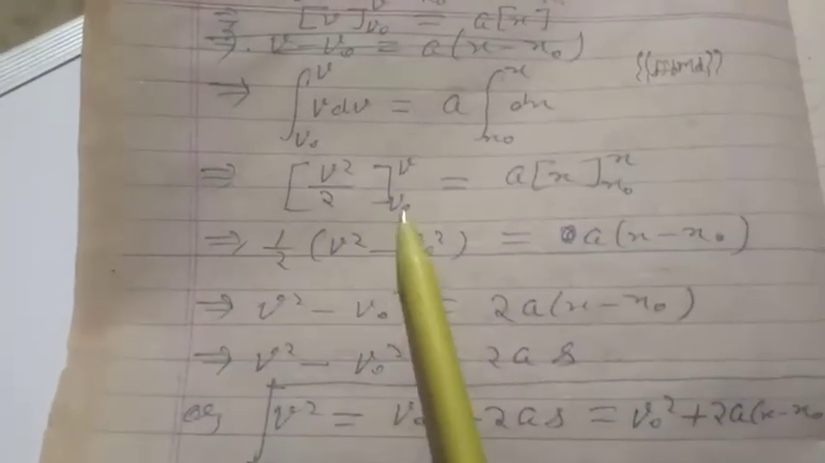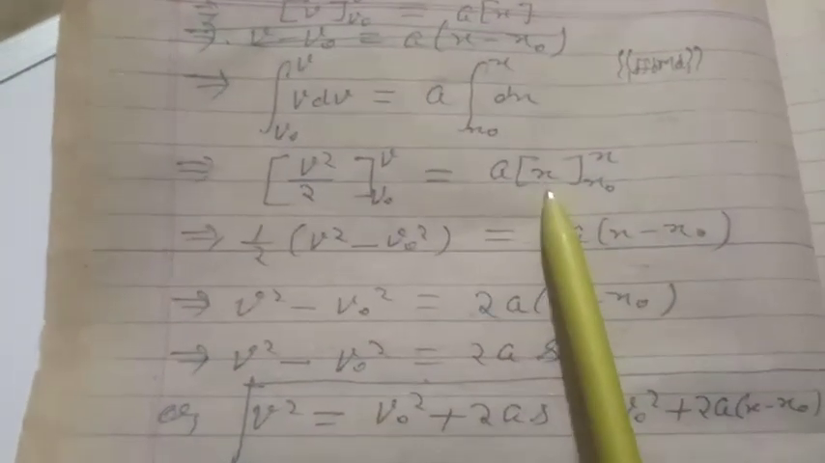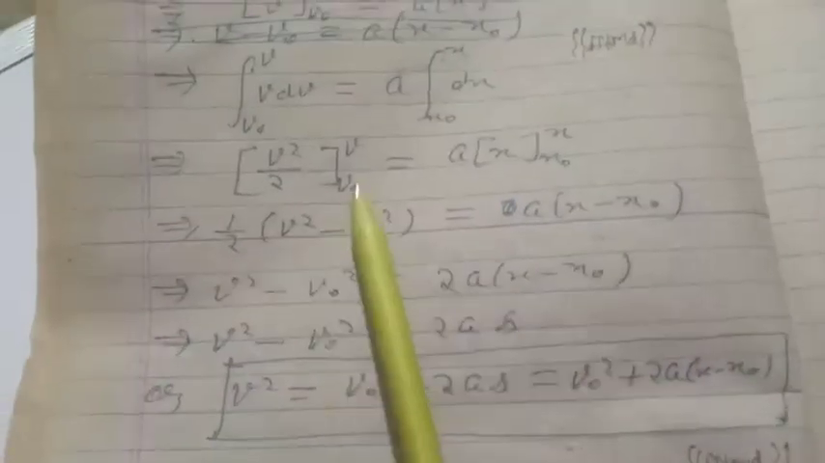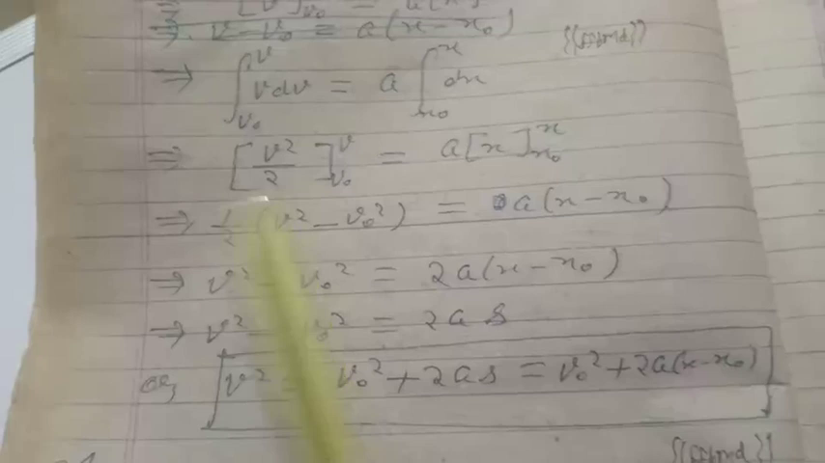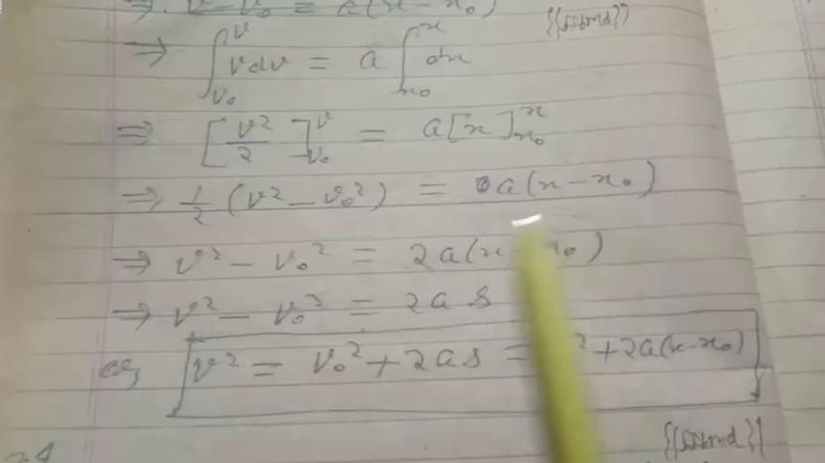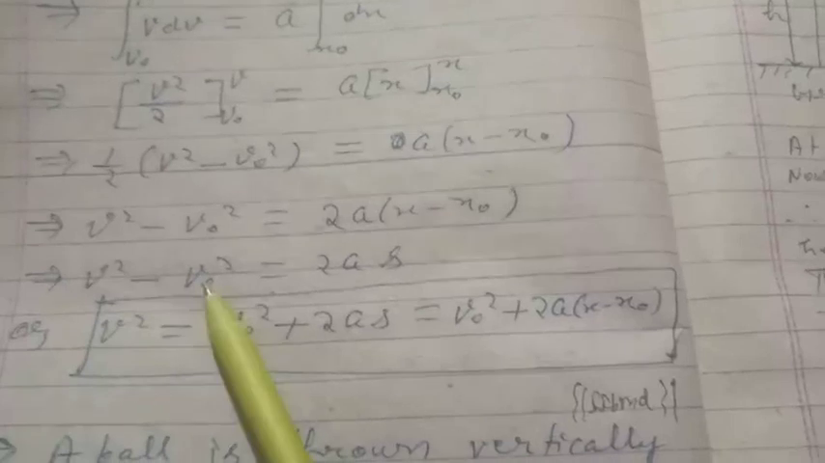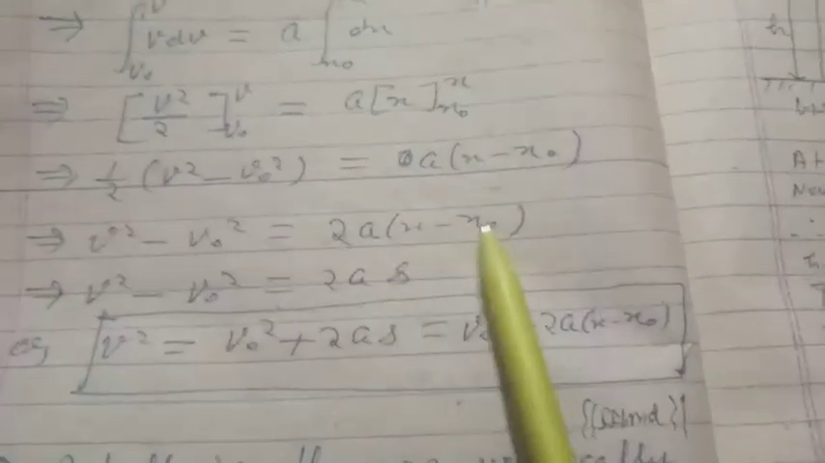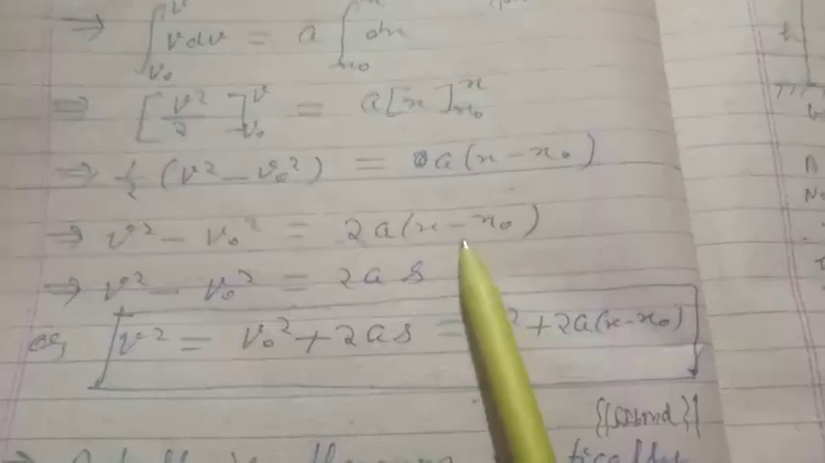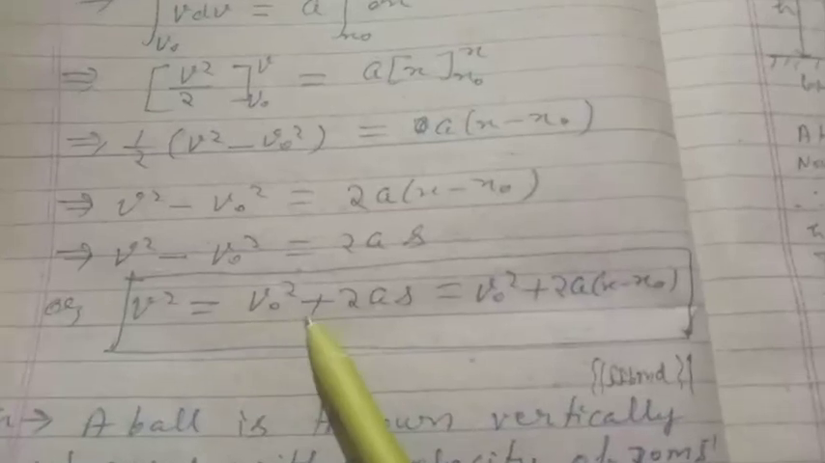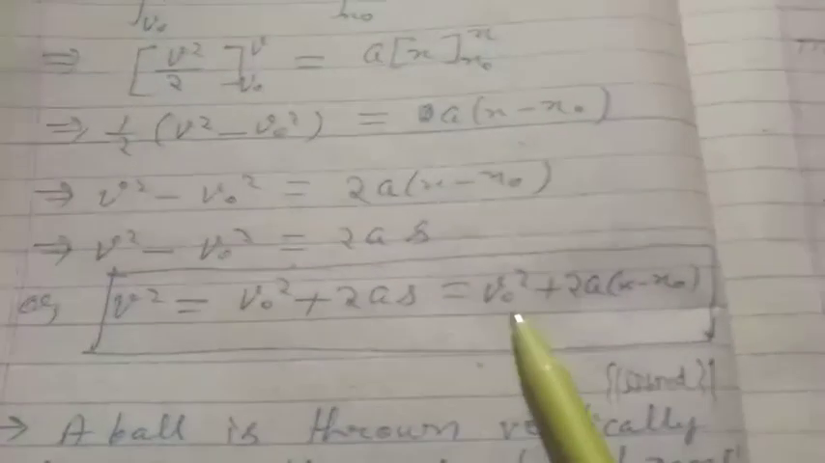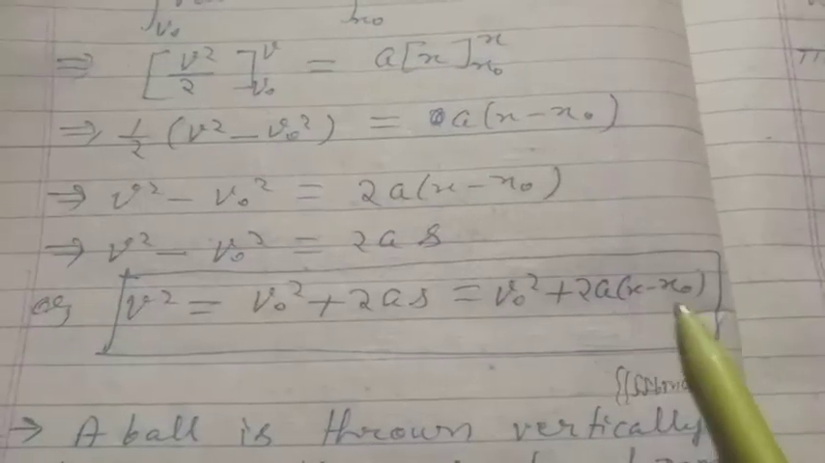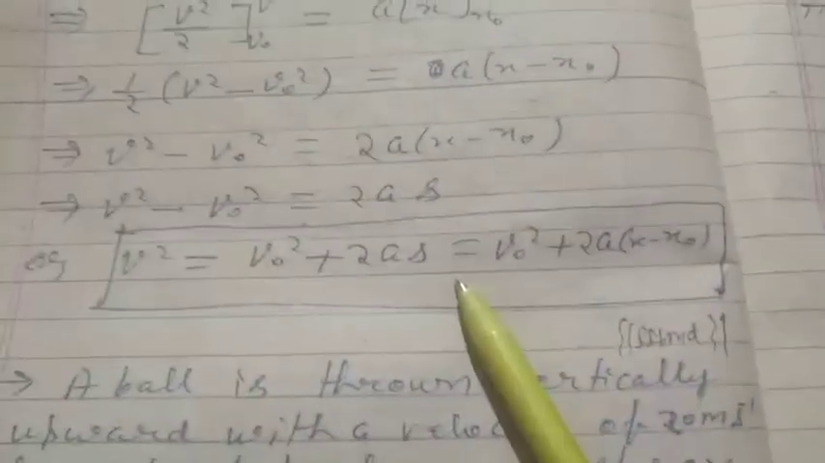This will be v square by 2 from v naught to v, equals a into x from x naught to x. Putting in the limiting values, the 1 by 2 comes out of the integration. V square minus v naught square equals 2a into x minus x naught, and because x minus x naught is the displacement, v square minus v naught square equals 2as. So v square equals v naught square plus 2as, or it can be written as v naught square plus 2a into x minus x naught. That is the answer.